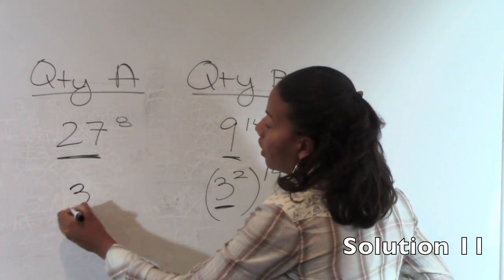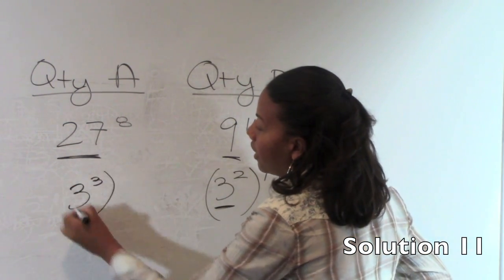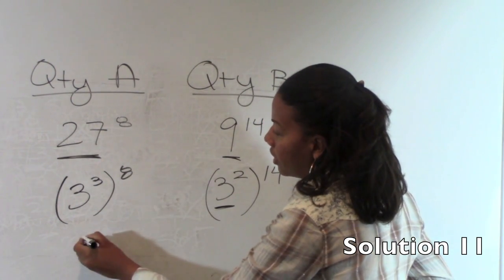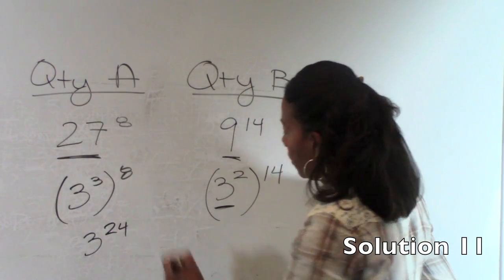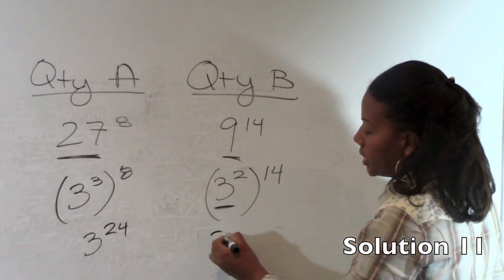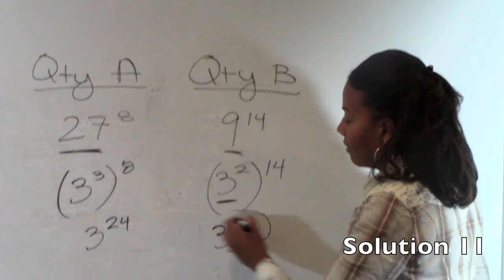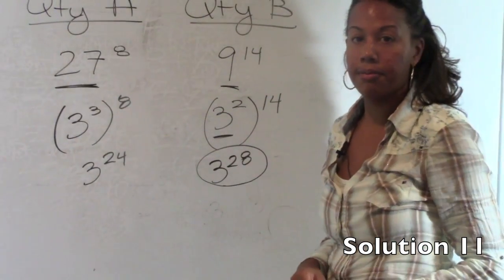So 27 is 3 cubed, and that is still raised to the 8th. So 3 cubed raised to the 8th is 3 to the 24th, and 3 squared raised to the 14th, as we said in the last problem, is 3 to the 28th. So for number 11, the answer is B.